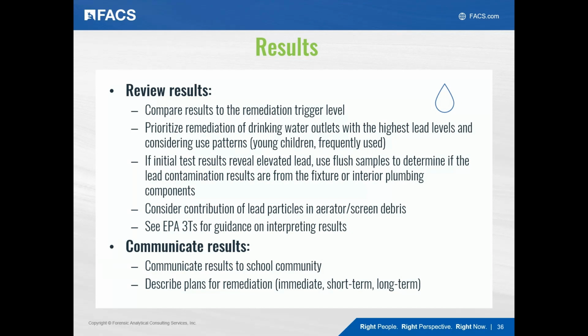Start figuring out where the lead is coming from. Like I mentioned earlier, generally the most common sources we saw were usually at the fixtures themselves, so just localized contamination, or could be particulates built up in the debris in the aerator or the screen. So usually, replacement of the outlet itself was the solution. Communication. So communicate the results to the school community and let them know what the plans are for remediation.